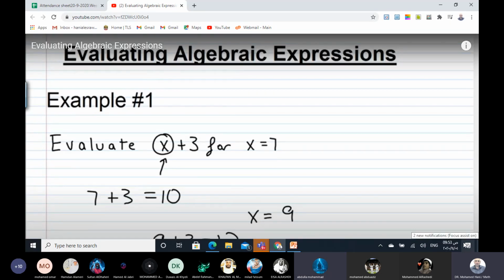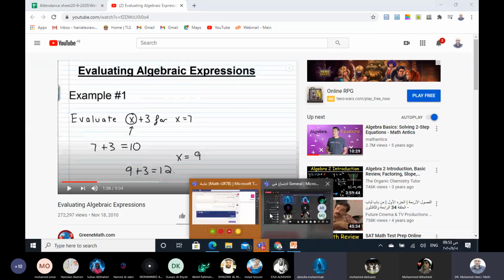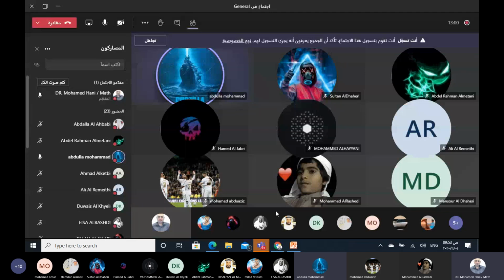Okay, Mr., you can change it, or no need? In the same example, they can give me more values of the same variable, not just one value. You can give me two values, three values, and ask me to evaluate the expression for two values, three values, or more. Okay, Abdullah? Okay, Mr. Thank you. Okay, continue.